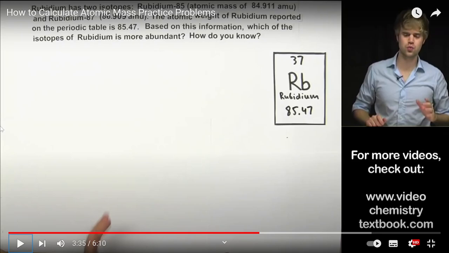The question is, we know the average atomic mass of rubidium is 85.47. We know that there are two isotopes. One weighs 85 and one weighs 87. Which one is more abundant? What does it mean to be more abundant? It just means you have more of it. Which one is going to be present in a higher percentage? So have a chat with your neighbor and decide, is it rubidium-85 that you have more of, or is it rubidium-87 that you have more of?